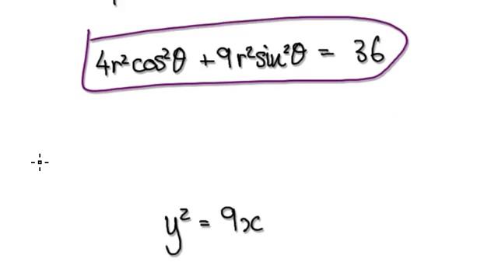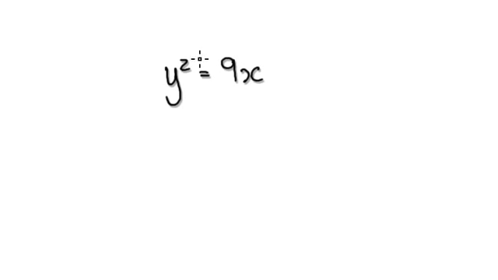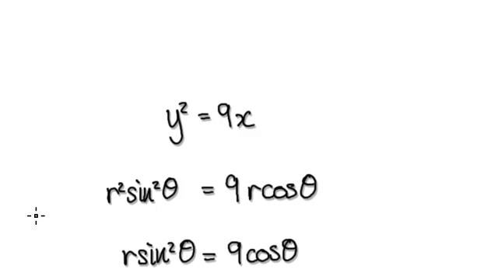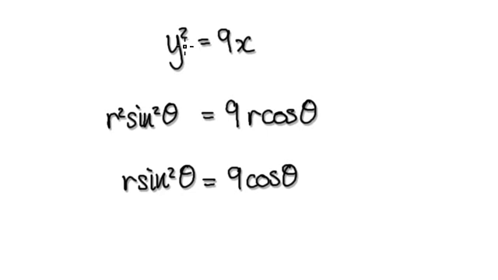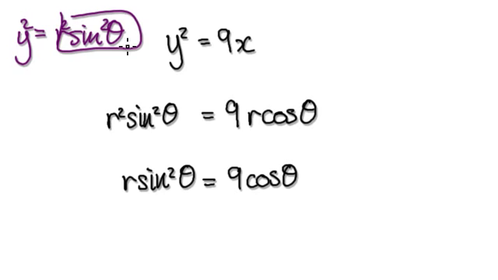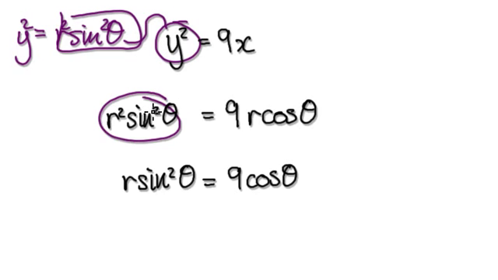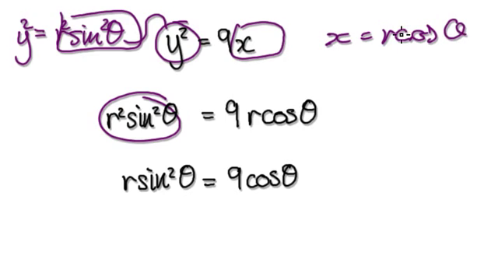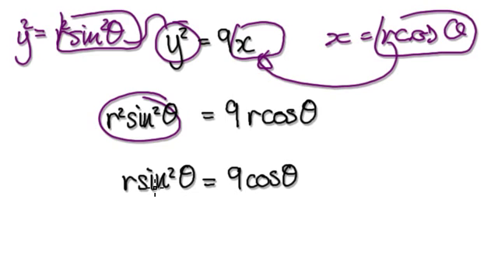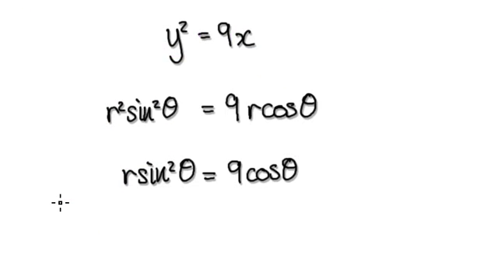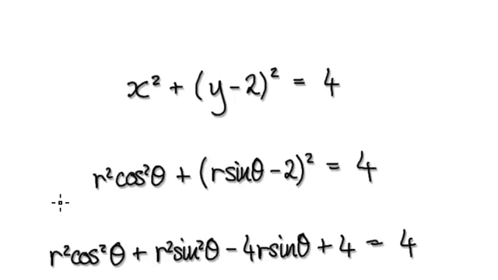Okay, next question. So convert this into polar form. So press pause and have a go. Okay, so to do this, y equals r sine theta. So if you square everything, you can then put this into here. So that will then give you this, and then x. Remember, x is r cos theta. So you can put this into here, and it will then give you this. Okay. Next one.